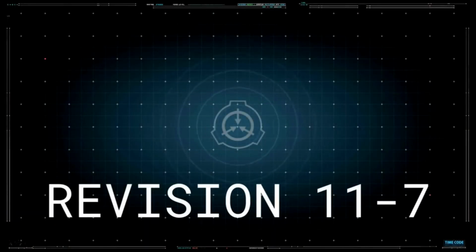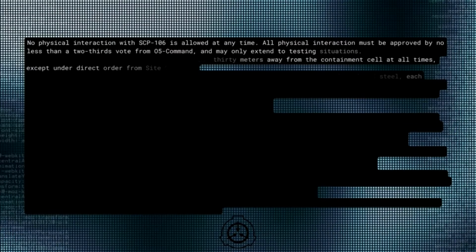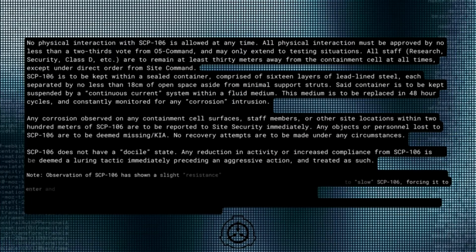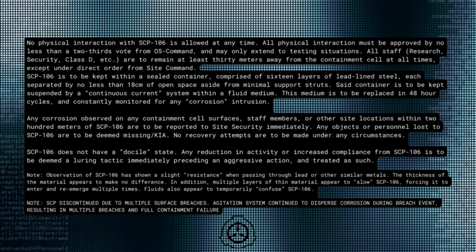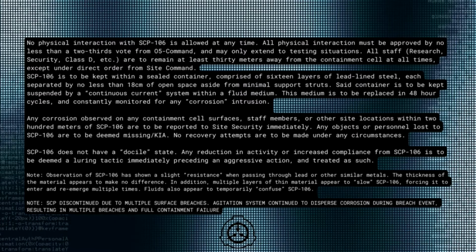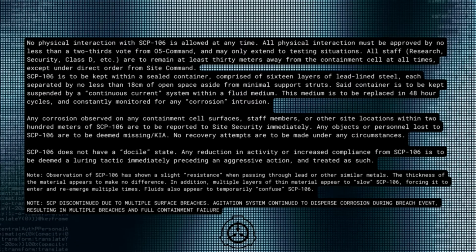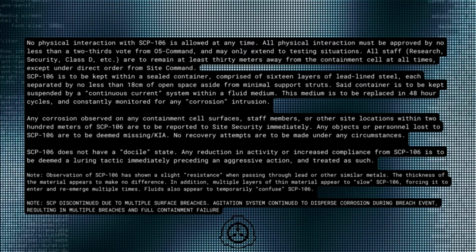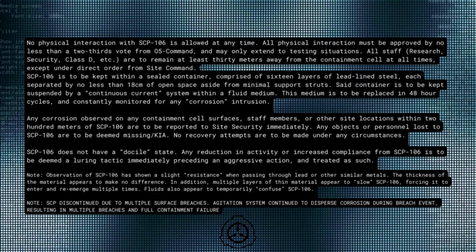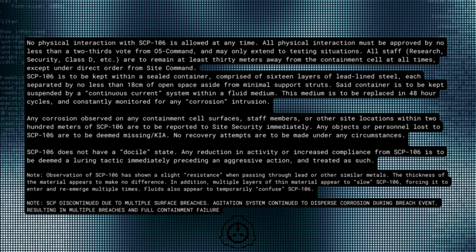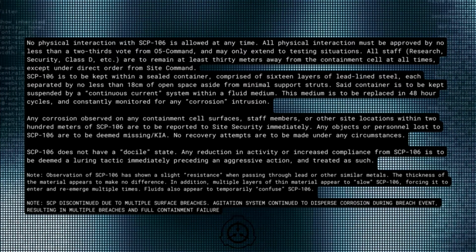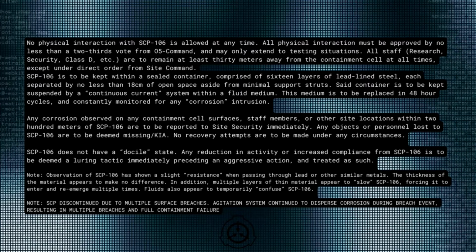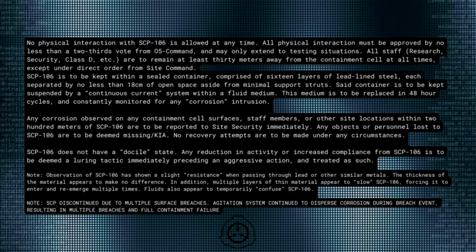Revision 11-7. No physical interaction with SCP-106 is allowed at any time. All physical interaction must be approved by no less than a 2/3 vote from O5 Command and may only extend to testing situations. All staff, research, security, Class D, etc. are to remain at least 30 meters away from the containment cell at all times, except under direct order from Site Command.